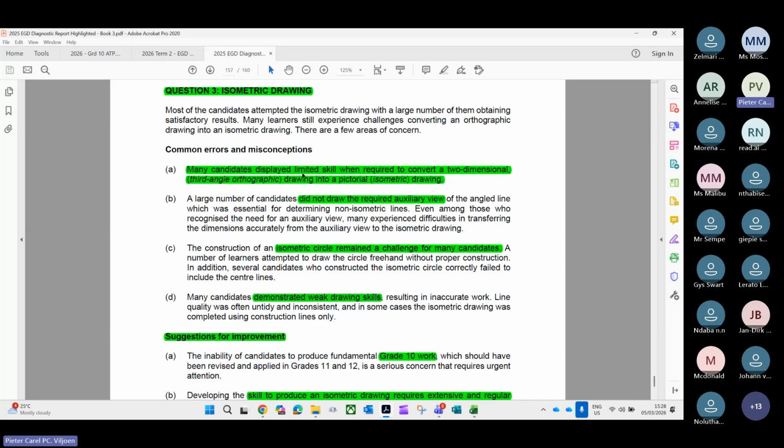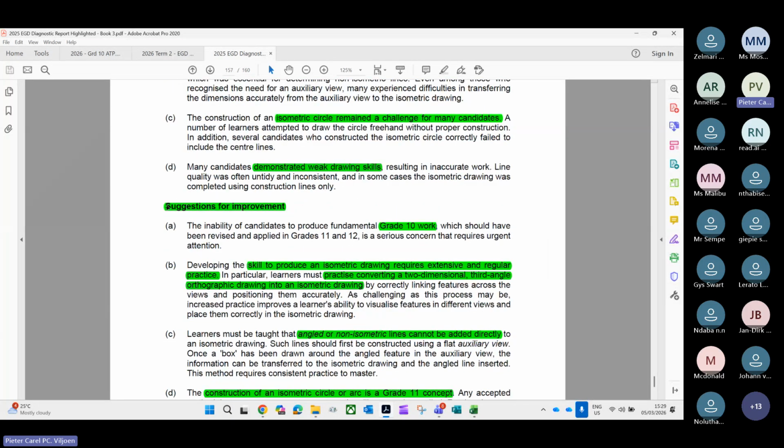Many candidates displayed limited skill when required to convert two-dimensional third angle graphic projection drawings into isometric drawings. They did not draw the required auxiliary views. Grade 10 content for grade 12. Remember, this is grade 12, end of last year, National Senior Certificate. Isometric circles is not for grade 10. Demonstrate weak drawing skills. That is grade 10 content. Suggested for improvement, grade 10 work: the moderator is explaining, please do the grade 10 work.